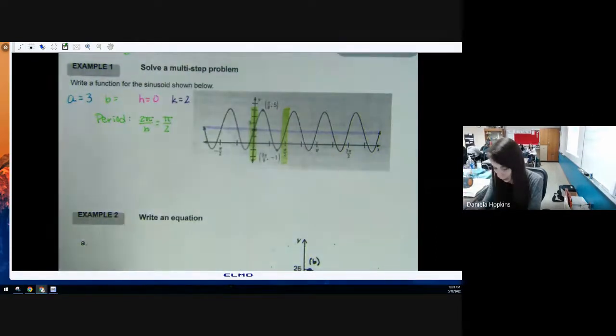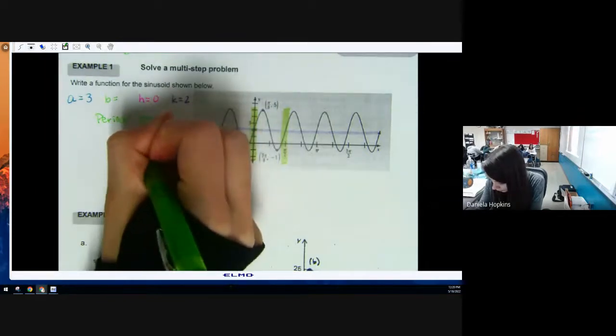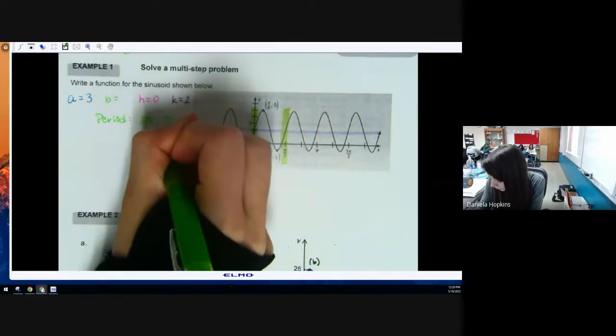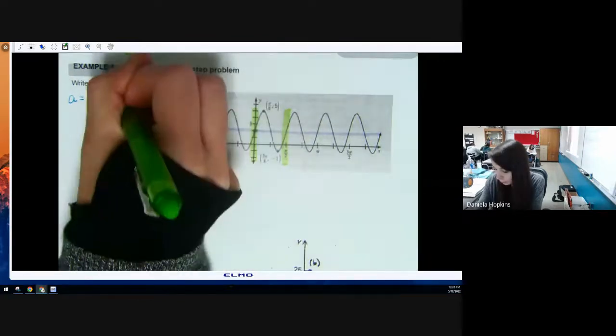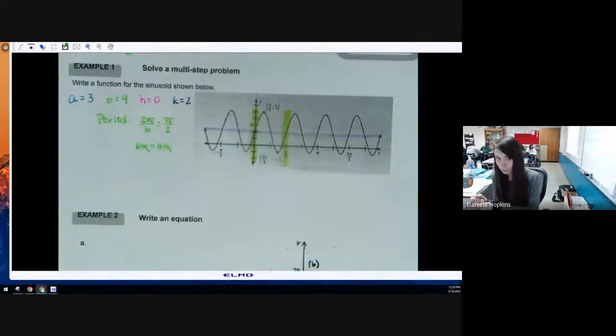I have a cross product. So I'd have b times pi equals 4 times pi. I'd divide out my pi's, and I have that b is 4. Are we okay with that?